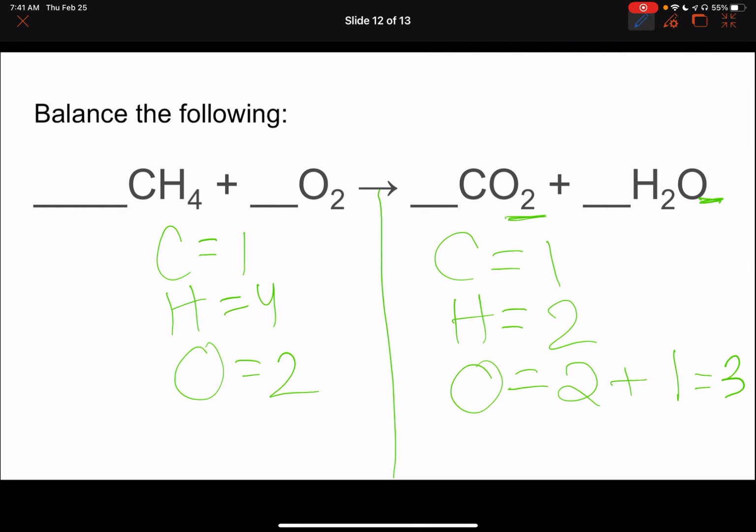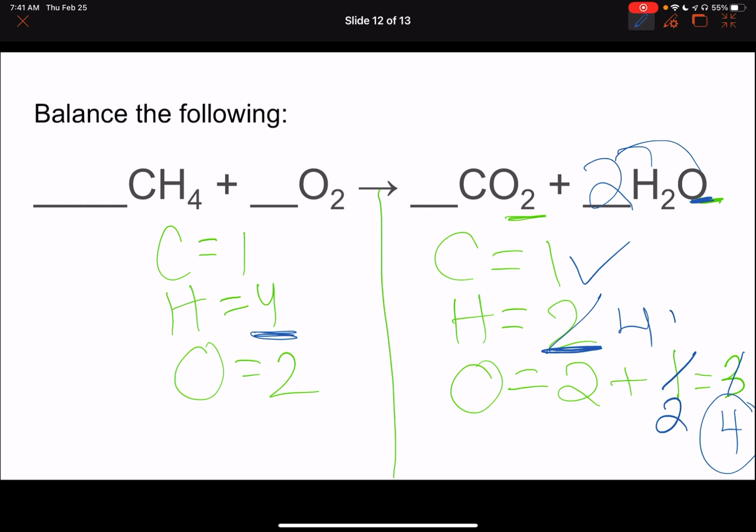I would always save my oxygens to the end. So how do we make a 4 and a 2 look similar? Think about what you can multiply 2 by to get to 4. It's 2. So we're going to change that there, and it also changes this 1 that we had before to a 2, so we now have 4 oxygens. Our C's are still balanced, our H's are balanced, and then how do I make a 2 look like a 4? I multiply by 2. So now we are all balanced here.